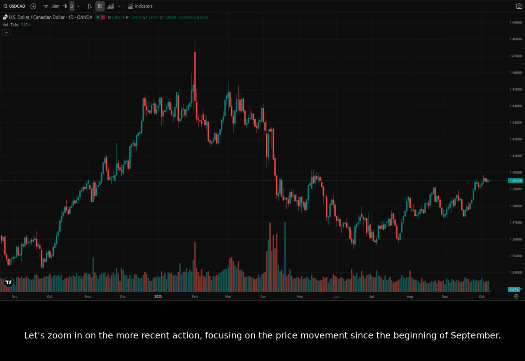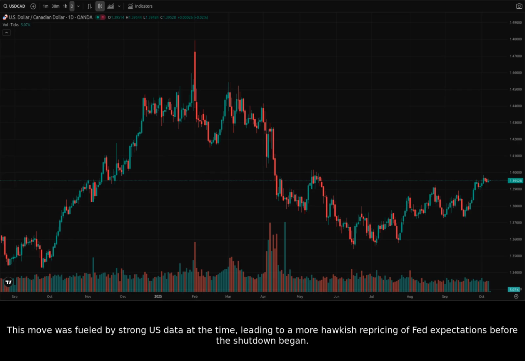Let's zoom in on the more recent action, focusing on the price movement since the beginning of September. Here we can clearly see the strong rally through the latter half of September that broke the previous August high. This move was fueled by strong U.S. data at the time, leading to a more hawkish repricing of Fed expectations before the shutdown began.